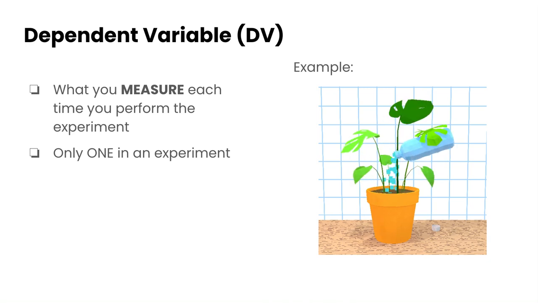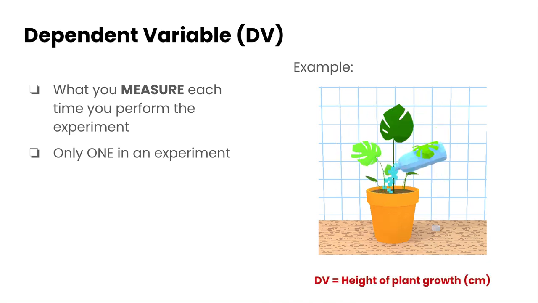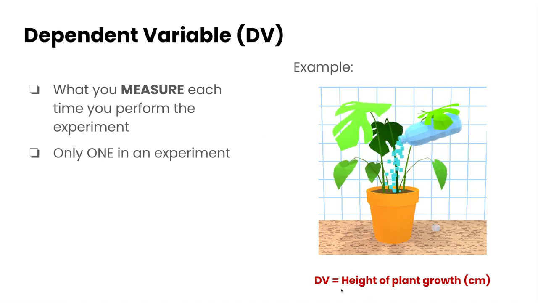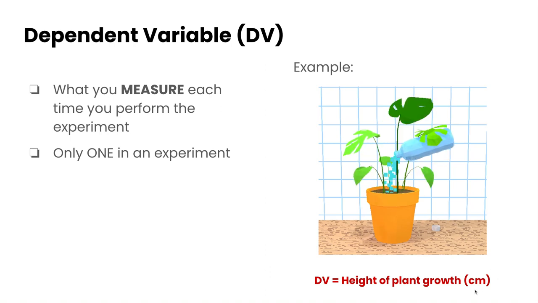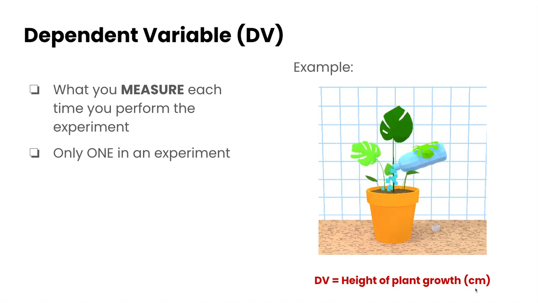So, if we go back to our example, if we're studying the effect of how the volume of water affects the growth of the plant, remember the volume of water was our independent variable. So, as we're adding different volumes of water, our dependent variable, or what we measure, could be the height of plant growth. And we could measure that in units of, say, centimeters. And so, whenever we're defining what our dependent variable is, we always define what it is, as well as the units that we measure it in.